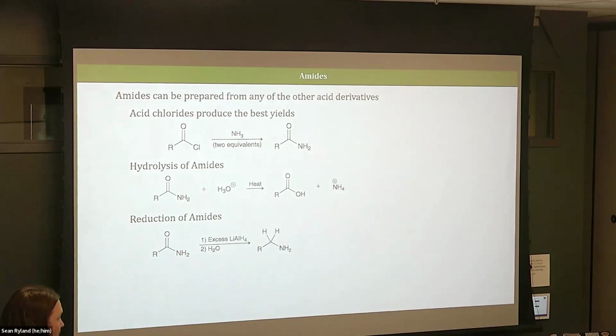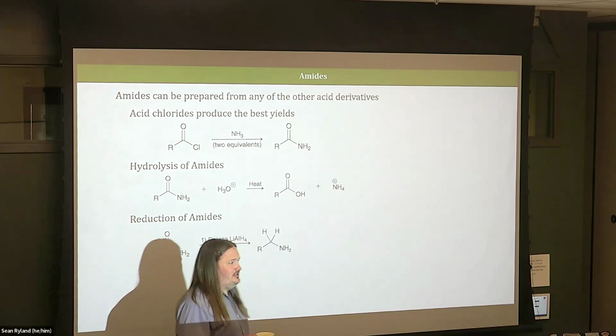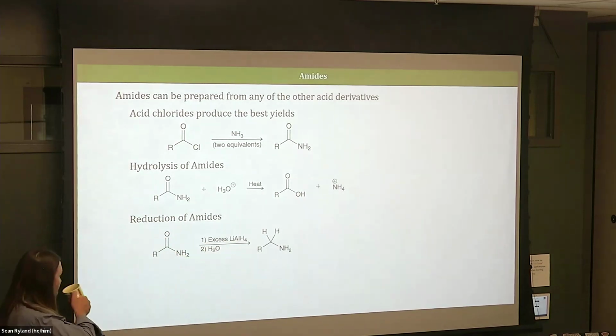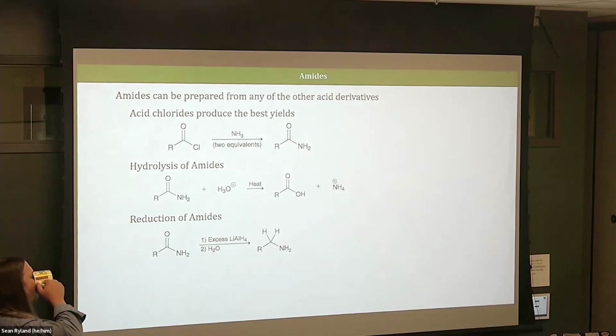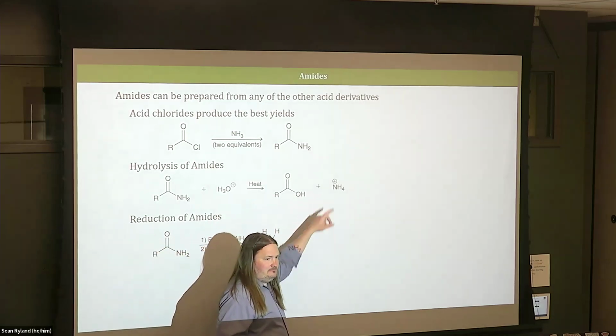Now, what was the thio? Was that thionyl chloride? Yeah. Okay, that SOCl2 is the reagent for taking the acid and getting it to the acid chloride. Oh, yeah.